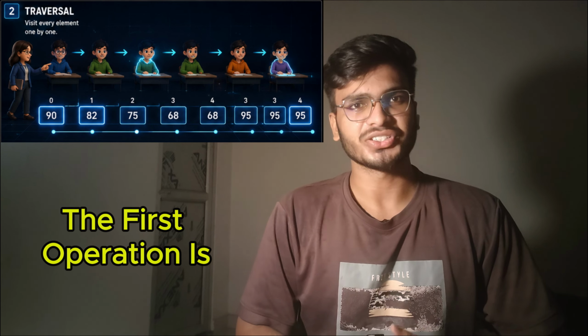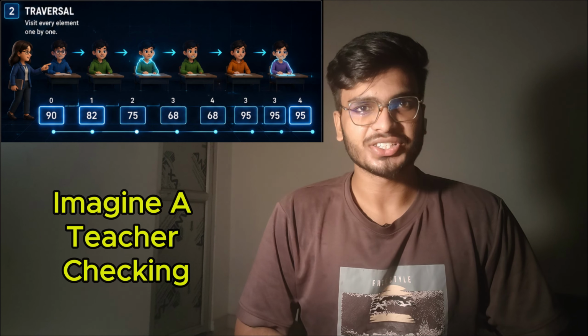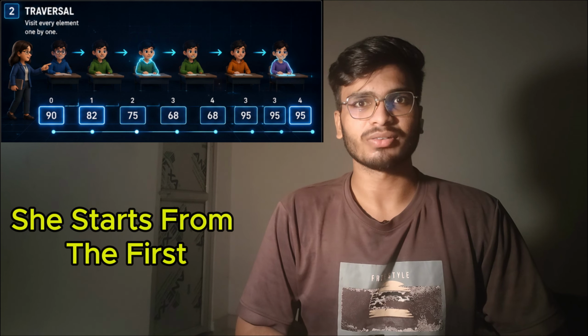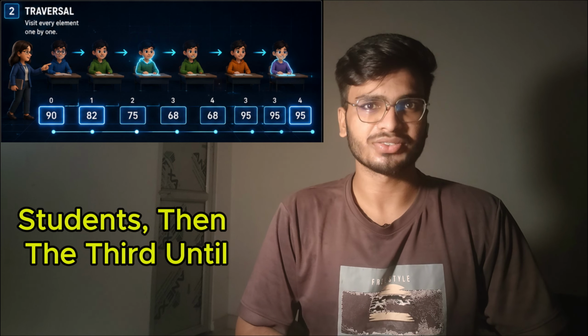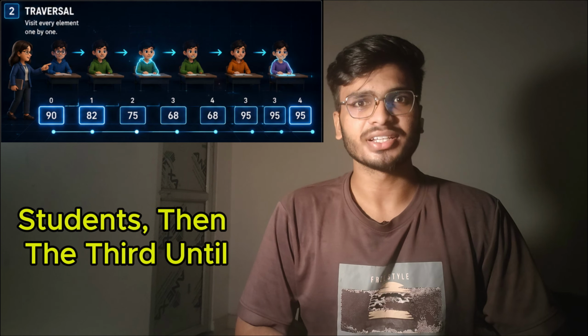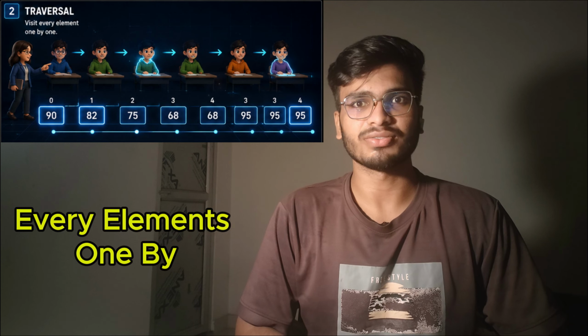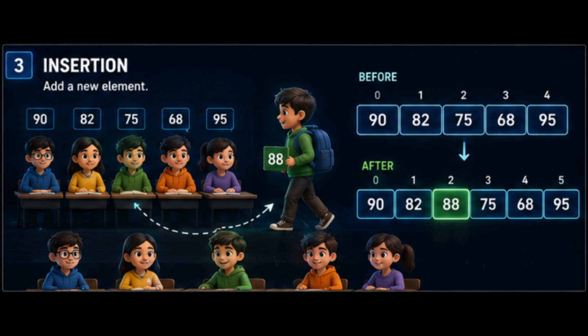The first operation is traversal. Imagine a teacher checking every student's marks one by one. She starts from the first student, then the second student, then the third, until she reaches the last one. In programming, visiting every element one by one is called traversal.